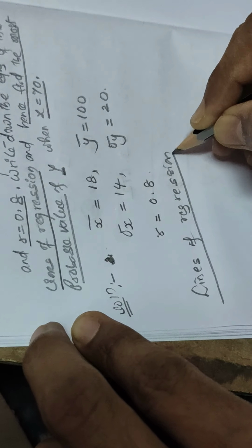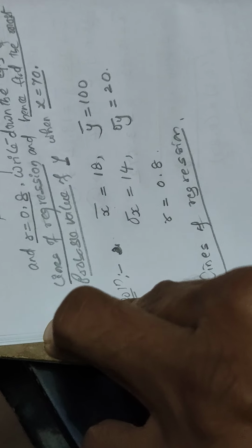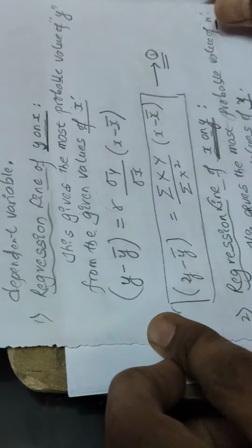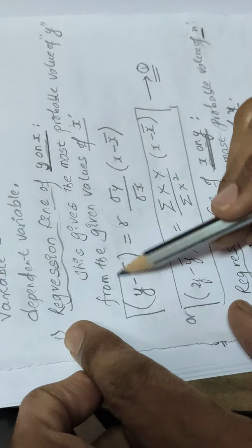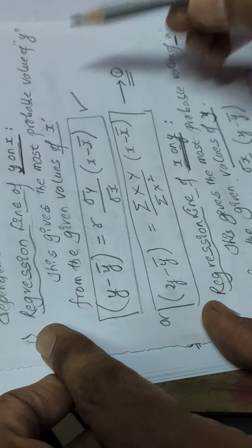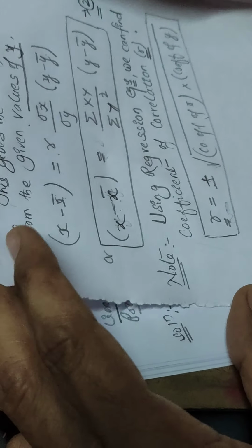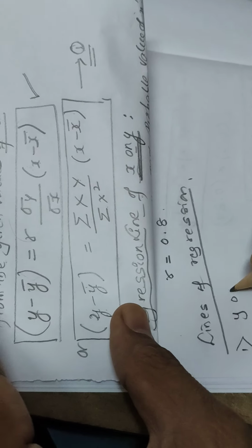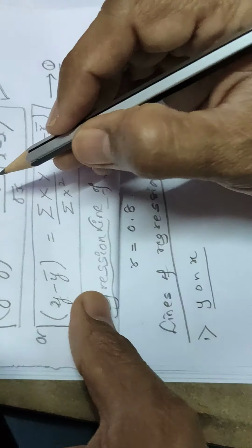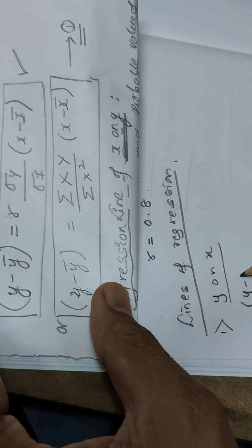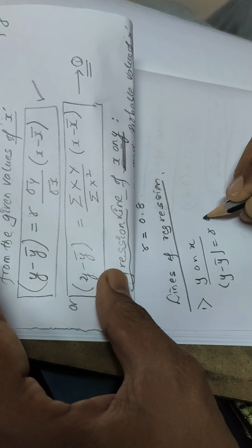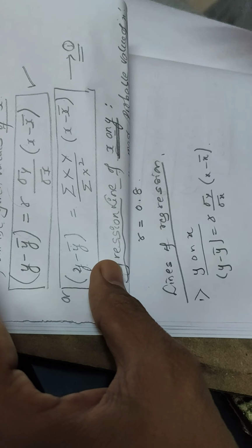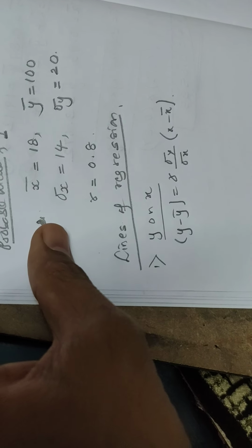Finding the lines of regression. So I will use the formula which I gave in the last class. You see the regression line of y on x. I use this formula, which I want. I'll write y on x first. The first formula is y on x, as I told in the last class. Whenever it is in sigma form, I'll use this: y minus y bar is equal to r into sigma y by sigma x into x minus x bar. So I'll use the first equation.